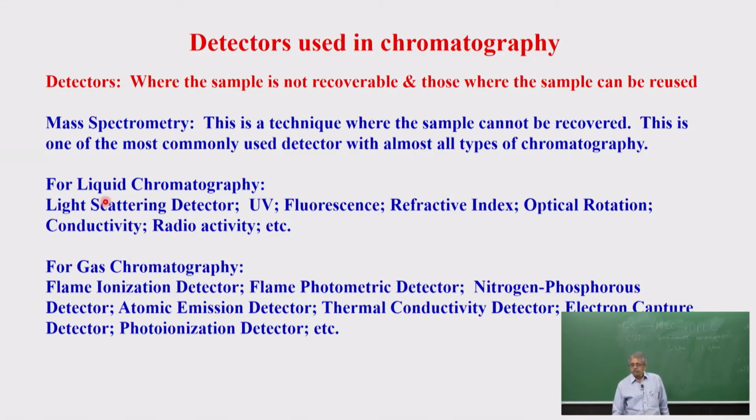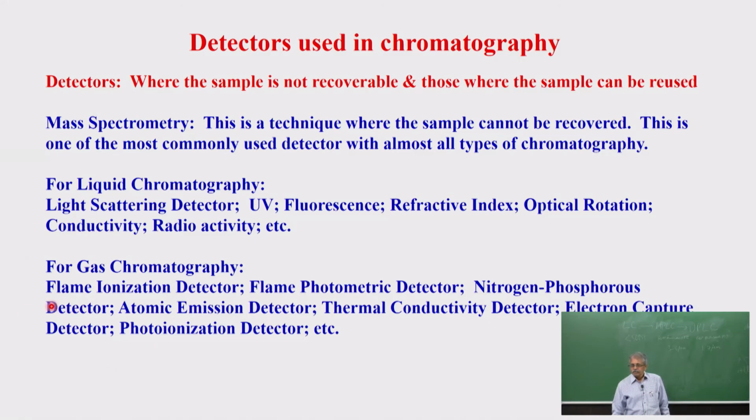In liquid chromatography, you can use light scattering, UV absorption, fluorescence emission, refractive index, optical rotation where you have the optical components coming out, and conductivity. Nowadays, these are much less used, and in some labs people also use radioactivity, and quite a few others. I do not think this is an exhaustive list. Of all these, several are non-destructive, so that means you can recover the sample.